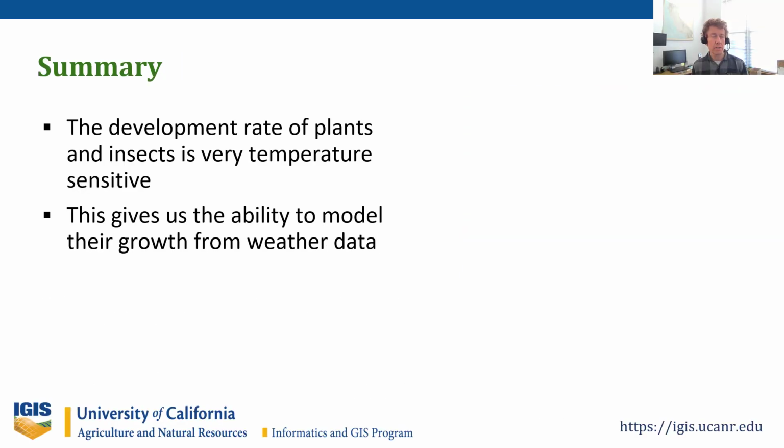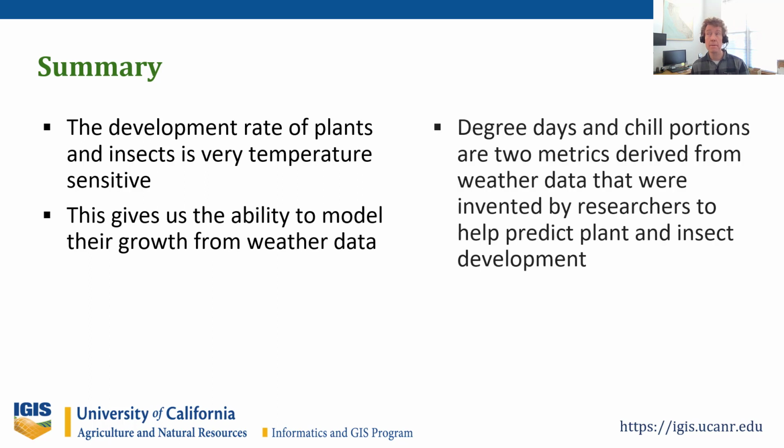So that's a quick introduction to weather-driven models. All of this works because plants and insects are cold-blooded and therefore very temperature sensitive to how they develop. This makes them relatively easy to model. And degree days and chill portions are two examples of metrics. These aren't measurements, they're calculations that are derived from measured weather data, such as temperature, that have been invented by researchers to kind of mimic the physiology of plants and insects, and help us predict when different things are going to occur.